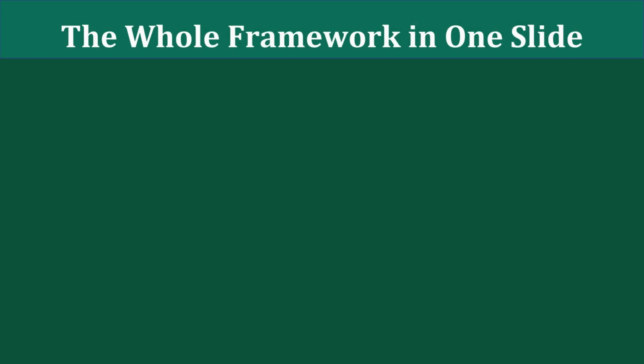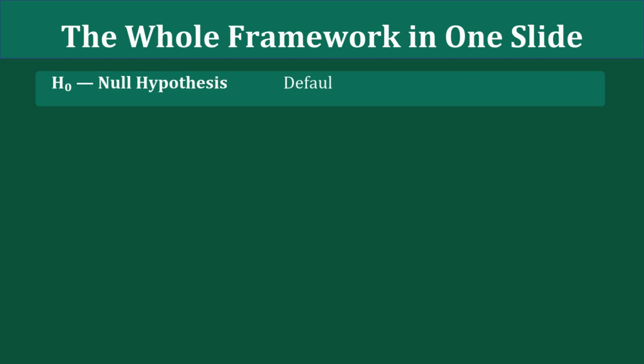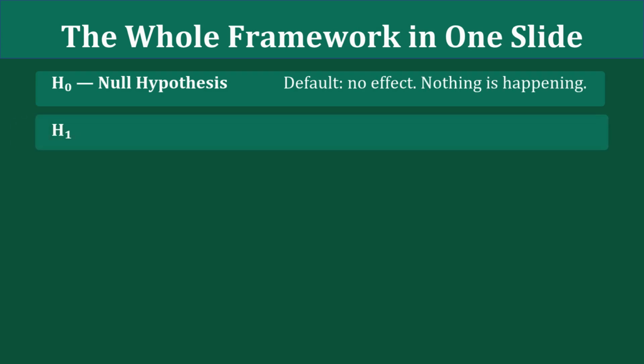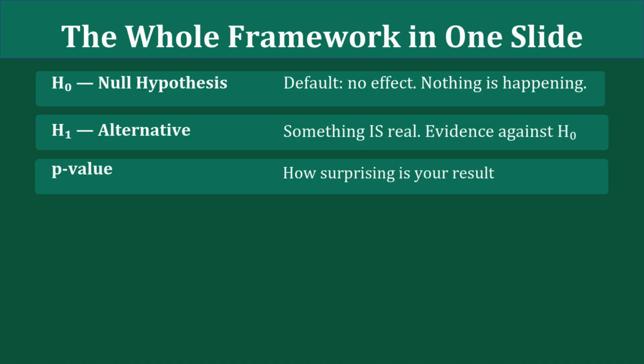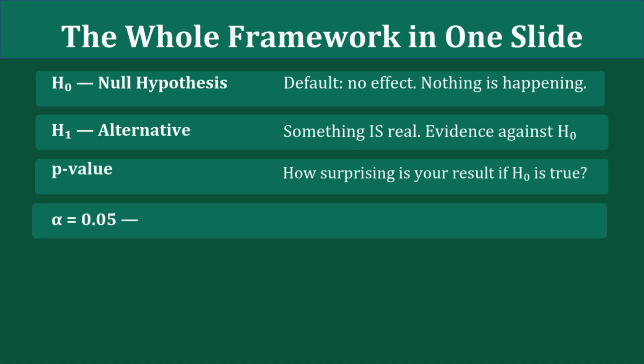Let's close where we started with the courtroom. Null hypothesis, your starting assumption, no effect. Innocent until proven otherwise. Alternative hypothesis, the challenge, something is happening, the prosecution's case. P-value, your measure of evidence. How surprising is this result if the null were actually true? Alpha, usually 0.05, your threshold for reasonable doubt.